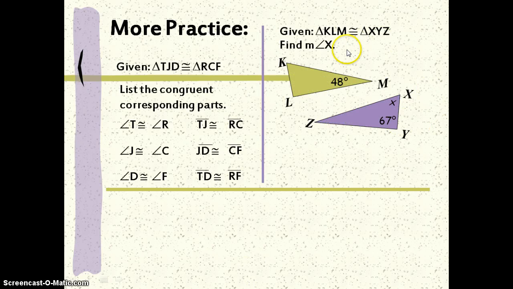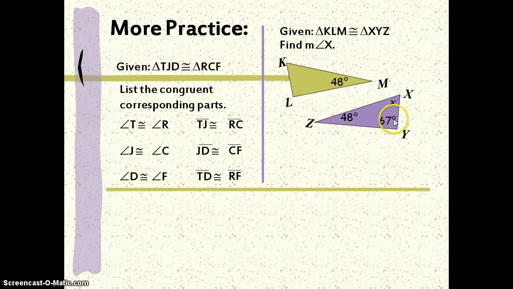Given that triangle KLM is congruent to triangle XYZ, find the measure of angle X. So, we know that X corresponds to K. So, right now we can't find the measure of X. So let's see if we can fill in Z, which would help us find what X is. So Z corresponds to M. So I know that Z is going to be 48 degrees.